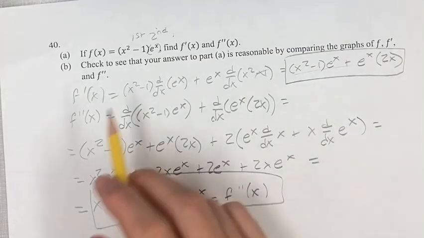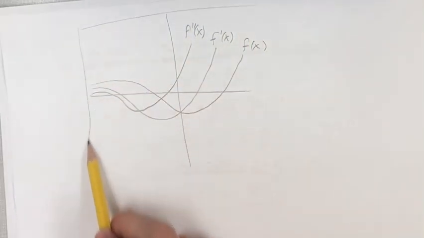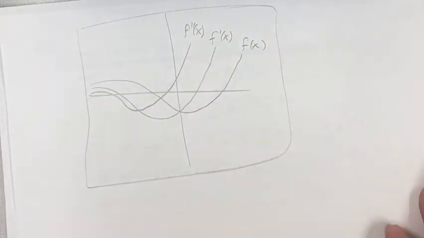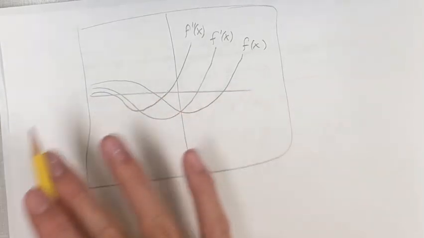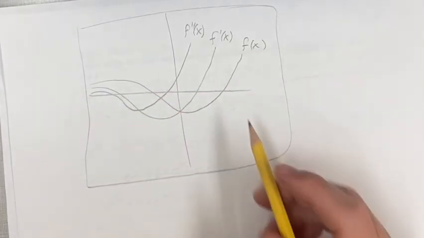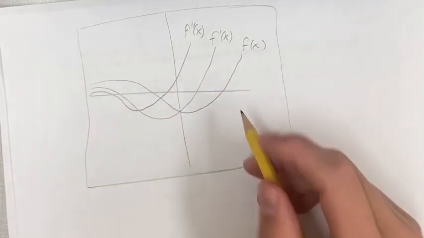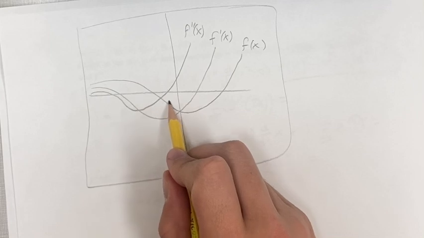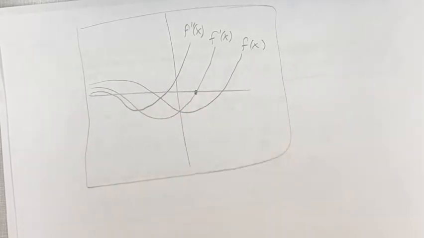So, part B asked us to compare the graphs of these, which we have done right here. And we can notice that the derivative is going to be positive when the function is increasing, and the derivative is going to be negative when it's decreasing. But when you have all these, it's kind of complicated to understand this. But if you notice, when the function changes from decreasing to increasing, its derivative is going to be 0.